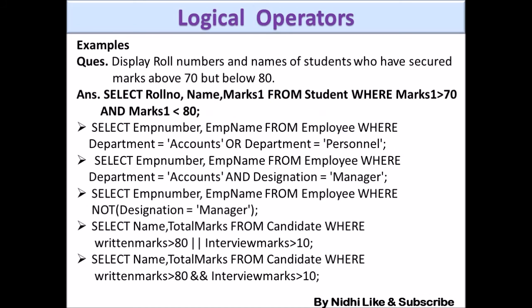See here, the question is given: display roll numbers and names of students who have secured marks above 70 but below 80. Here two conditions are given. You have to fetch the roll numbers and names of students who have secured marks above 70 but below 80. For that, we can write this query: select roll number, name, mark1 from students where mark1 is greater than 70 and mark1 is less than 80. Now you understood how to use logical operators. If we have two conditions, then we can use logical operators.